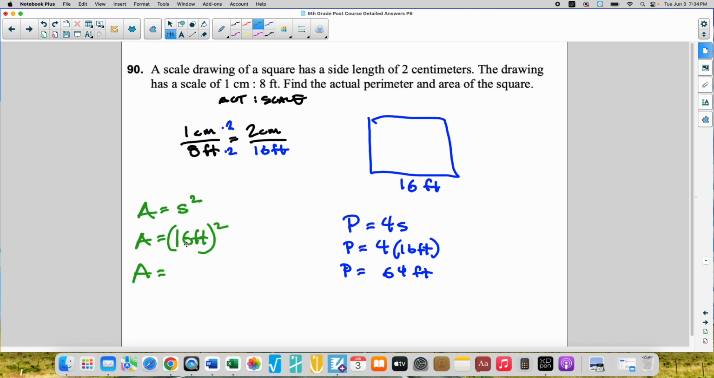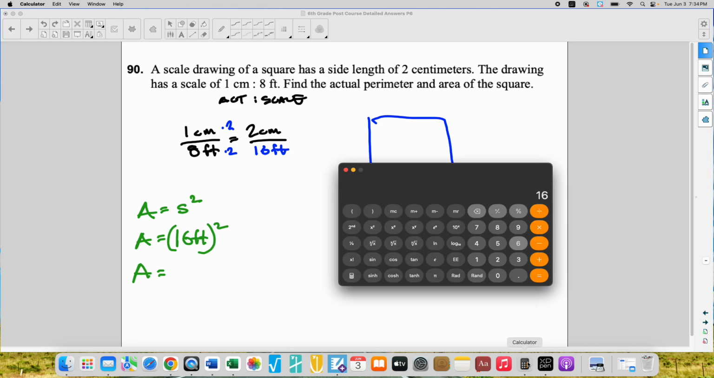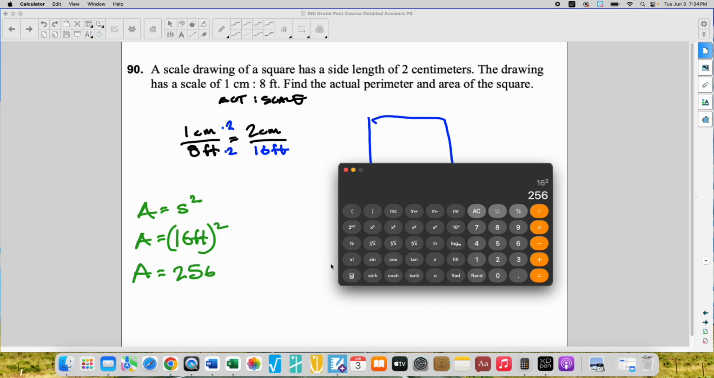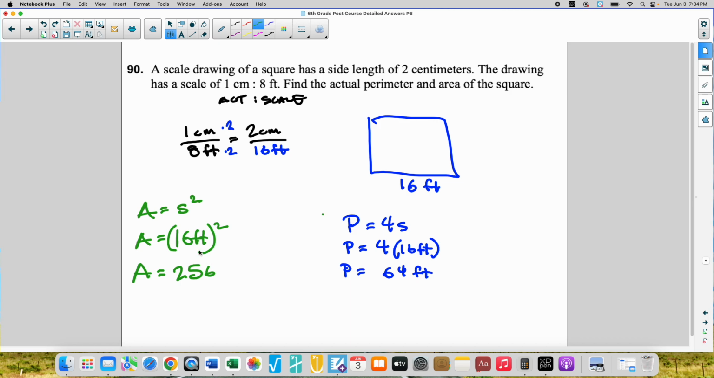Hold on. I was going to say 196. Is it 196? I kind of think it's 196. 16 squared. 256. Not even close. Let's make sure I did that correctly. 16 squared. Yep, that's correct. All right, 256. So 16 times 16, and then you have feet times feet, so you have feet squared. So your perimeter is 64 feet. Your area is 256 feet squared.